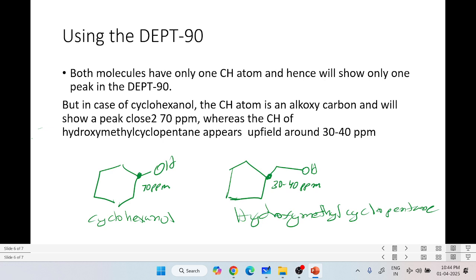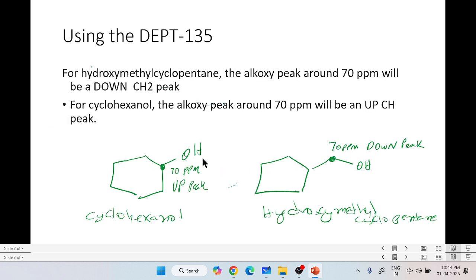Now we can also use the DEPT-135 just by looking at the carbon to which the hydroxyl group is attached. For hydroxymethylcyclopentane on the right, the alkoxy peak is a down peak because it's attached to a CH2 carbon. Whereas for cyclohexanol, the alkoxy peak will be around 70 ppm and will be an up peak. It will not be a down peak because it's attached to a CH type carbon. So there will be an up peak here and a down peak here. So this way you can also use the DEPT-135 to distinguish both these molecules.